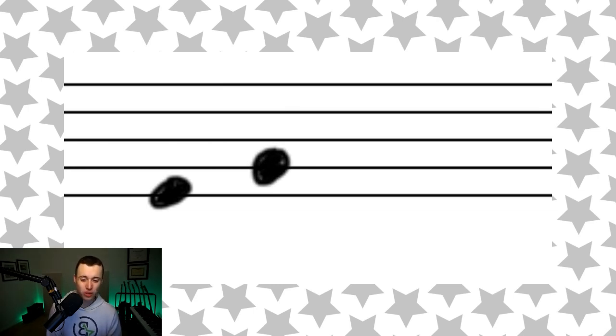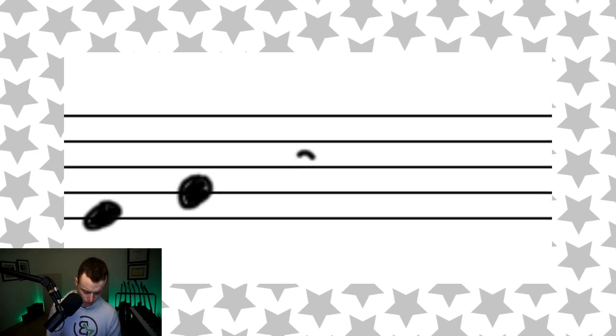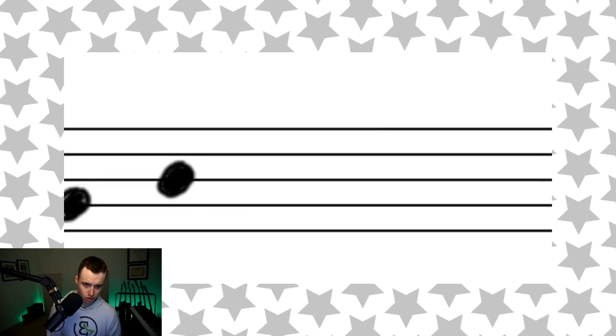Again, it's not a perfect oval. It doesn't need to be perfect. Okay, halfway between, come halfway down, make it an oval, color it in. Very good. All right, two more. On line 4, start halfway, come down, around, color it in.